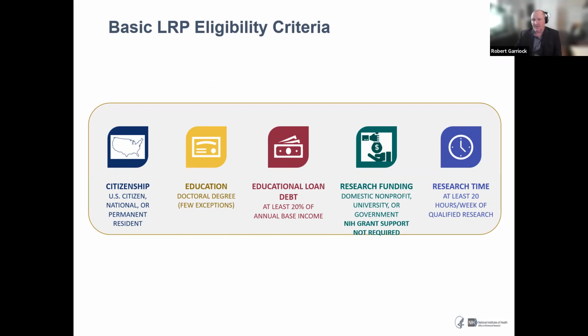Educational loan debt. Your total educational debt must be 20% of your institutional base salary. So you must meet this 20% debt to income ratio to participate in LRP as an eligible applicant. That determination is made not when you submit your application, but when we conduct a financial review, which happens in the spring or summer. So it's not immediate. Make sure that you're not close to being under this 20% level.